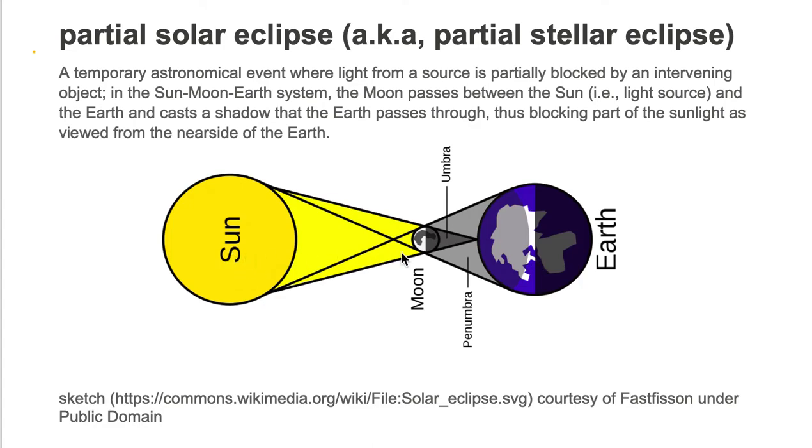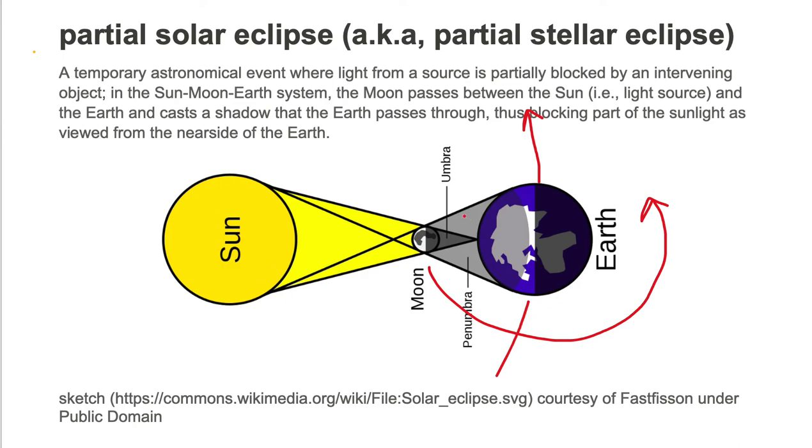So here we're looking at the Sun, Moon, Earth system, and the Earth is in its orbit going around the Sun. Also, the Moon is in its orbit going around the Earth. At very specific times, when the Moon is in the right spot between the Sun and the Earth, we can have a partial solar eclipse, which is a temporary astronomical event where light from a source is partially blocked by the intervening object, which in this case is the Moon.